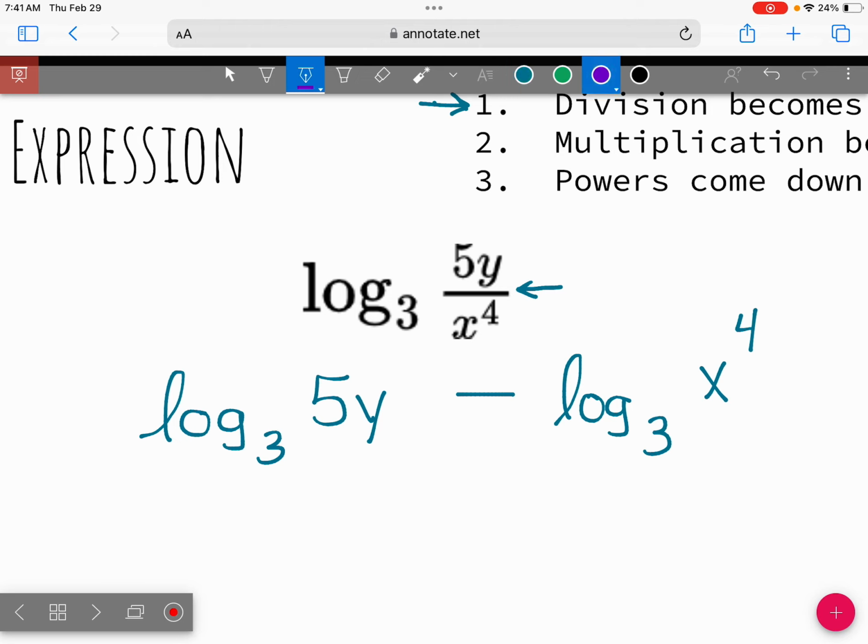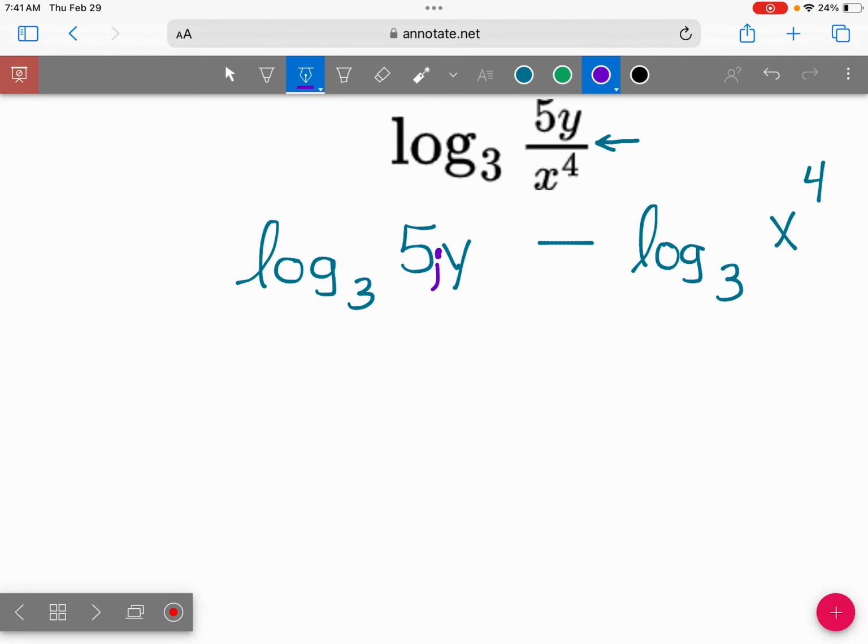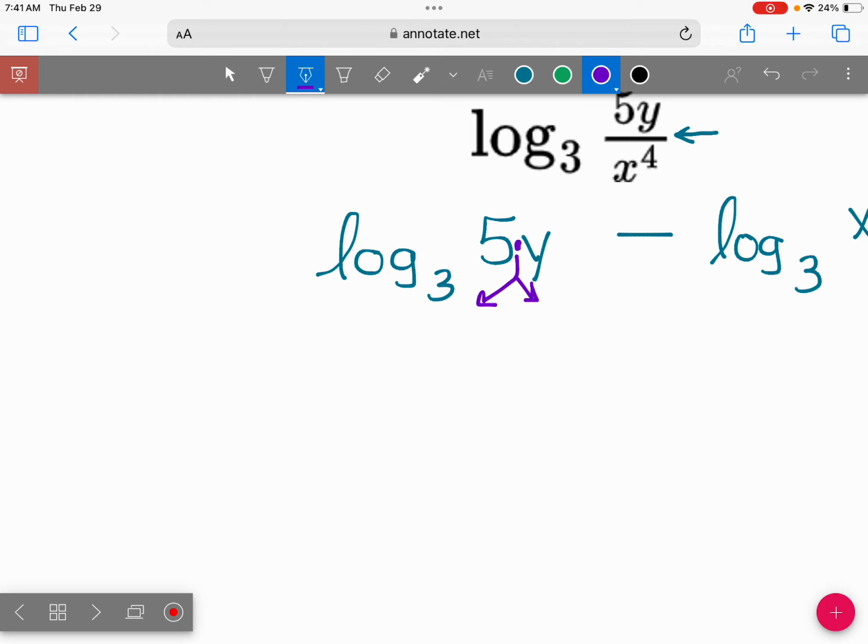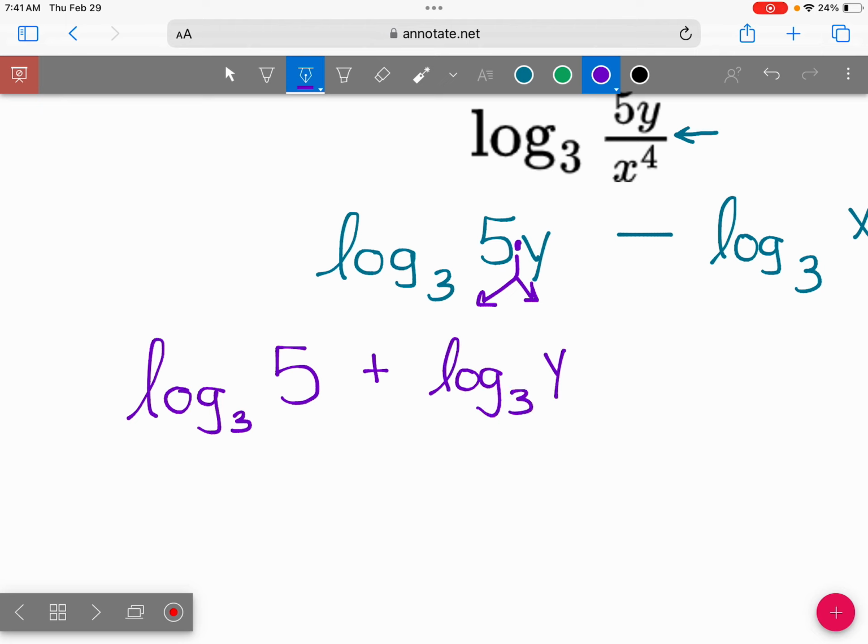Then we need to check for multiplication. Step two is anything that's multiplied together becomes addition. Well, I have a multiplication here. In between my 5 and my y is multiplied. So we need to split this apart into a couple of pieces. So we're going to put log base 3 of 5 plus log base 3 of y.